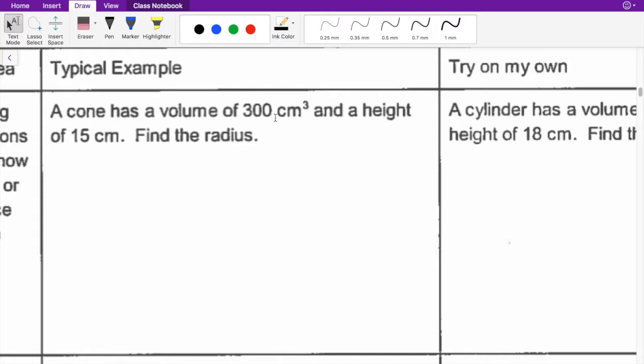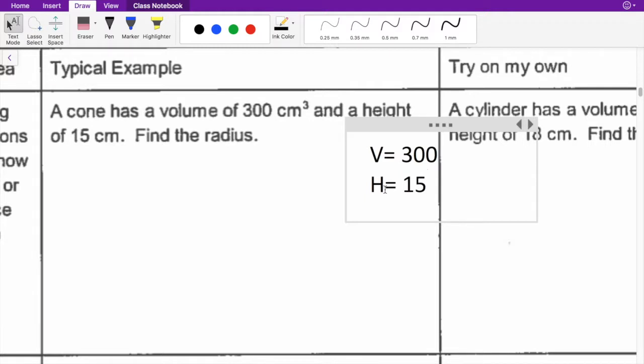So a cone has a volume of 300 centimeters cubed and a height of 15. Find the radius. So what I like to do with these questions is I write down what I know. Right, so I know the volume equals 300. For right now, I'm not going to include the measurement totals because I've run into the different questions. So height is equal to 15.